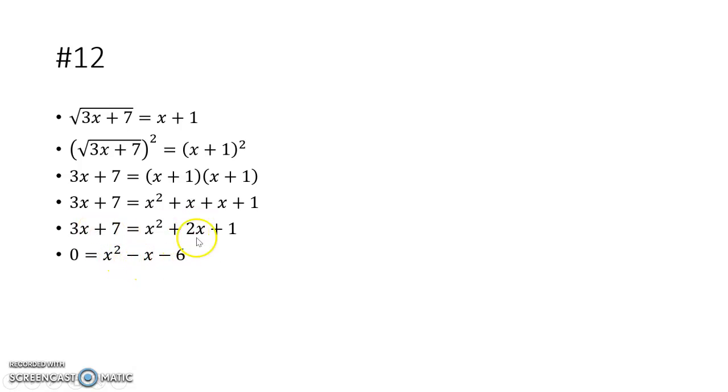2x minus 3x is negative x. 1 minus 7 is negative 6. You then factor, set equal to 0. Now you do have to discard this negative 2 because if you plug it back in, you get the square root of 1 equals negative 1. If you put negative 2 in there, this becomes 1. Put negative 2 here, this becomes negative 1. You can't have the square root become a negative. So for that reason, we're going to get rid of that negative 2. The 3 is good if you check it in.